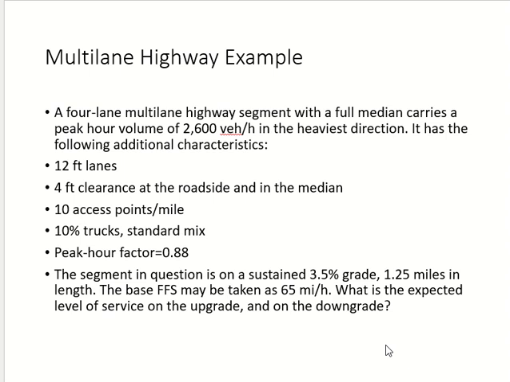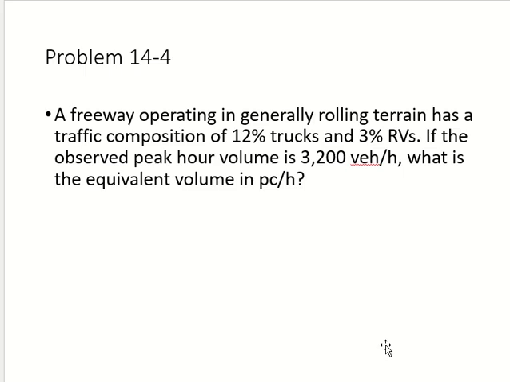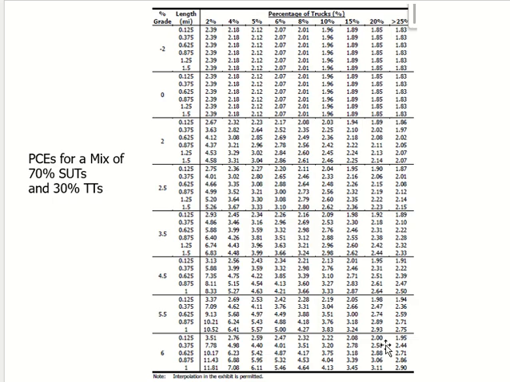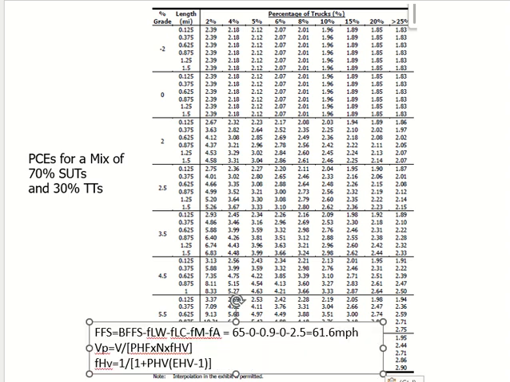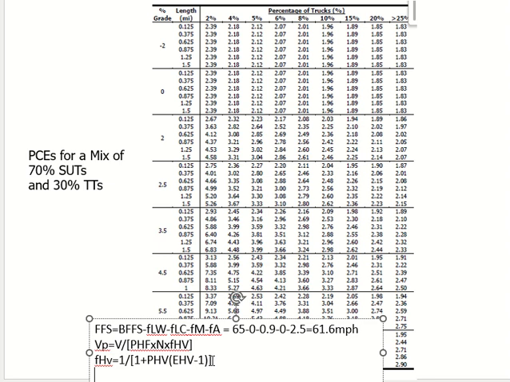Okay, 3.5% gradient, 1.25 miles length. 3.5% upward means positive, I am here. Then 1.25 mile length, I am here. I have 10% trucks. So the value is 2.96. Okay, EHV is 2.96. This is for upward.